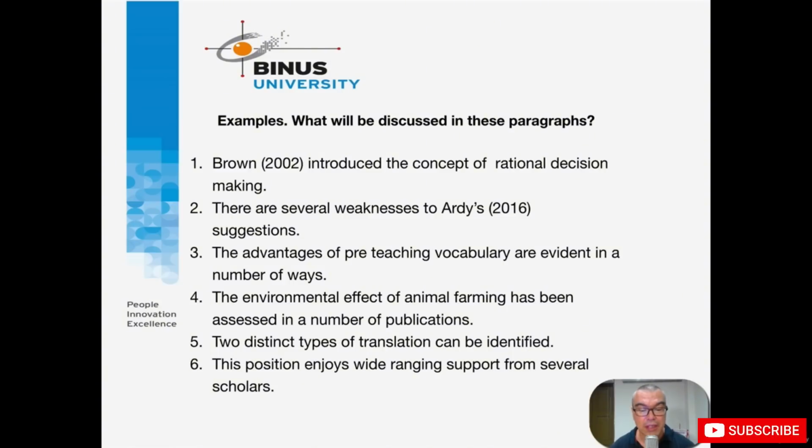Number four, the environmental effect of animal farming has been assessed in a number of publications. Number five, two distinct types of translation can be identified. Number six, this position enjoys wide-ranging support from several scholars. So I don't think I need to give you the answers, because hopefully these topic sentences are nice and clear to you and you have a clear understanding of what is going to be discussed.